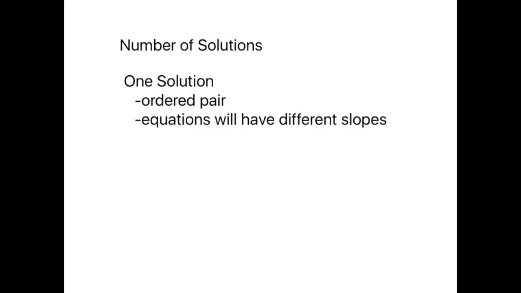So the next thing we're going to talk about is the possible number of solutions that you can have for a system of equations. So the first type of solution you can have is one solution, which is an ordered pair. So you should be able to tell that a system of equations will only have one solution just by looking at the equation. If the system of equations only has one solution, the equations will have different slopes. In the case of one solution, it doesn't matter if the y-intercepts are different or the same. It won't affect the number of solutions.